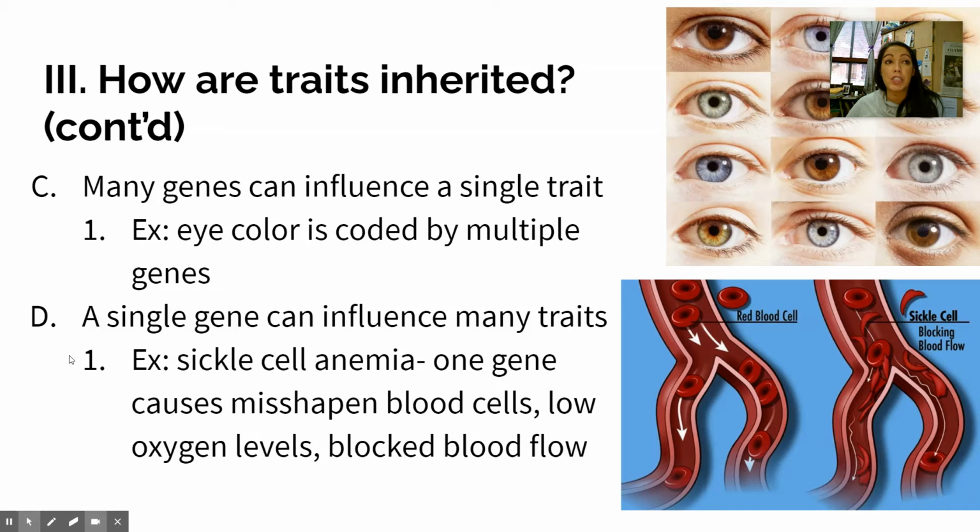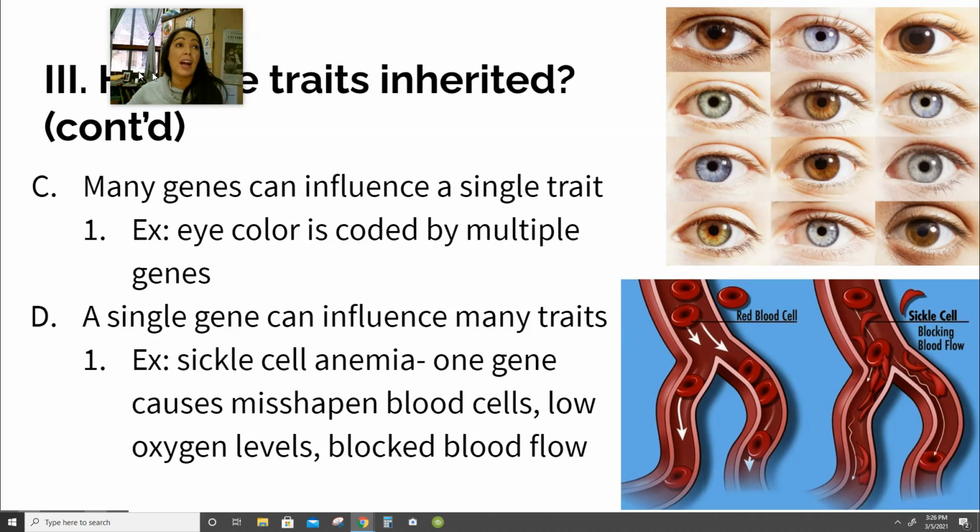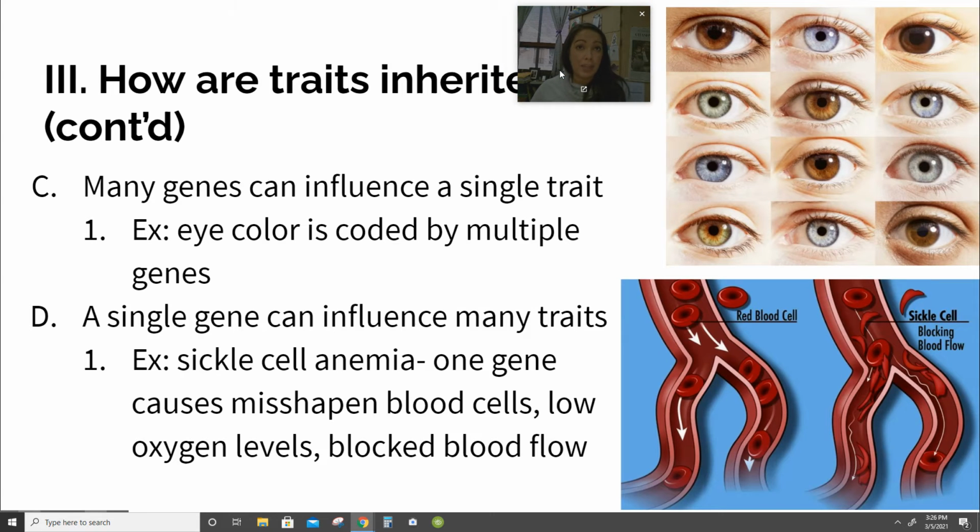Sometimes we have situations where lots and lots of genes put together can influence one trait, and eye color is one of them. Typically, eye color, hair color, skin color, things like that aren't so simple as just saying, oh, I've got a capital B, so I have brown eyes, and I've got a lowercase b, so I've got blue eyes. It's not so simple. In humans, especially because we're such complex organisms, a lot of genes can influence one trait. Sometimes one gene can influence lots of traits.